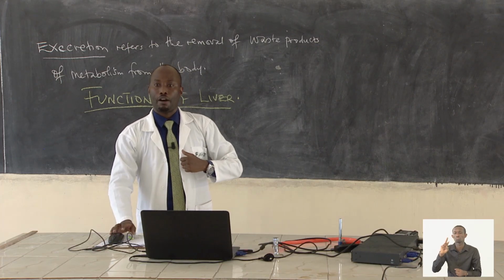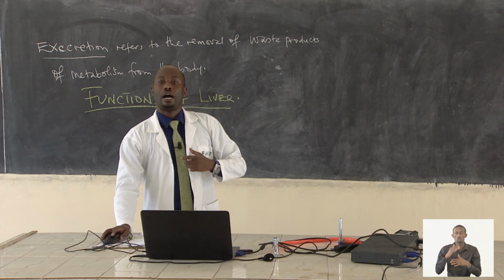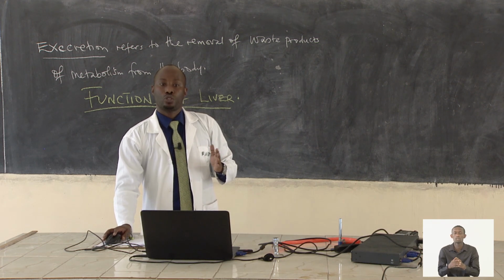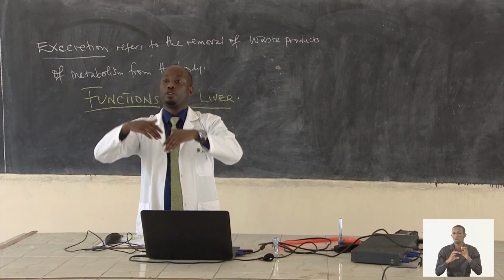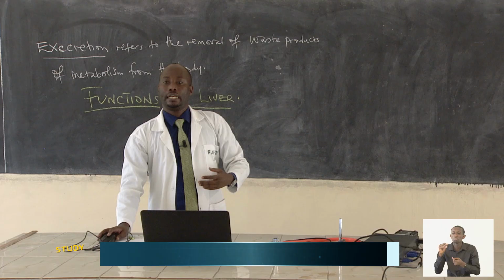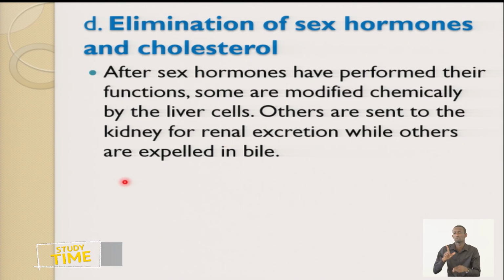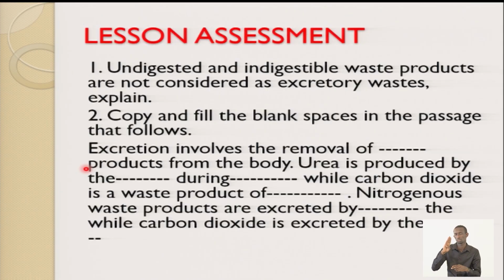After sex hormones have performed their functions, some are modified chemically by the liver. So these sex hormones can just be modified, changed by the liver, and others are sent to the kidney for renal excretion, while others are expelled in bile. So those that are not used by the body are going to be removed from the body as a waste product. That is what we're talking about, what you call excretion.